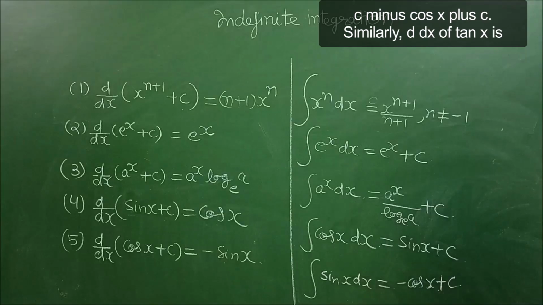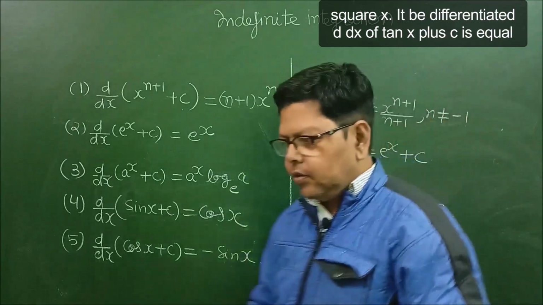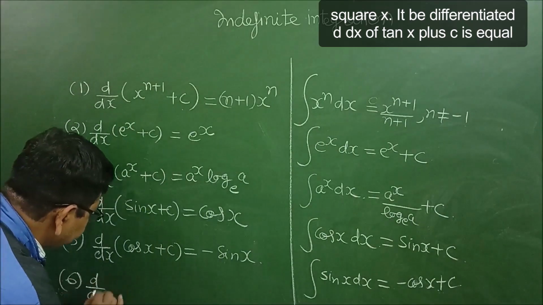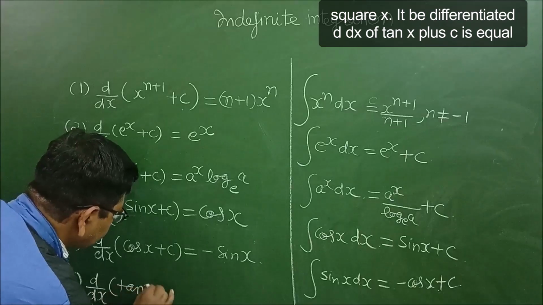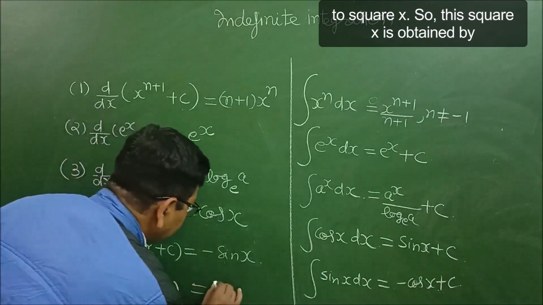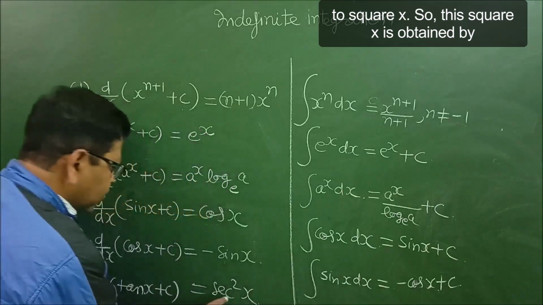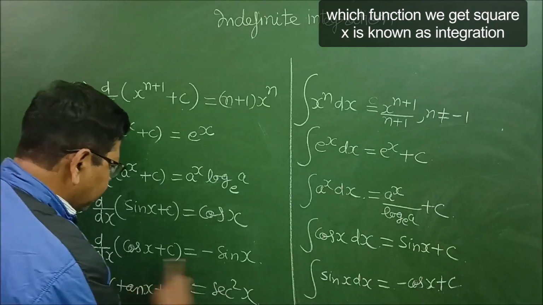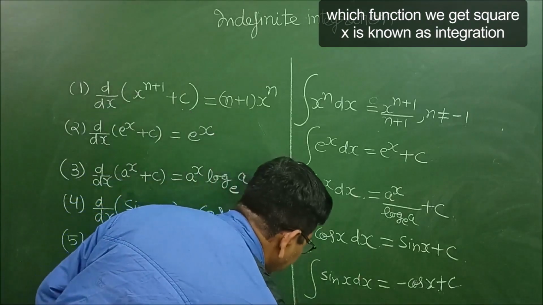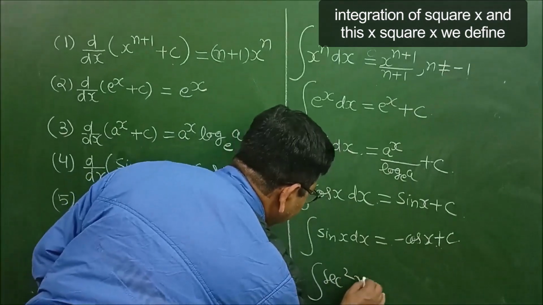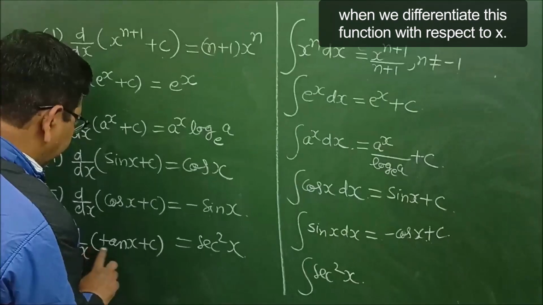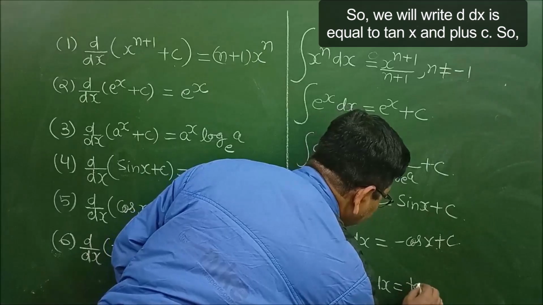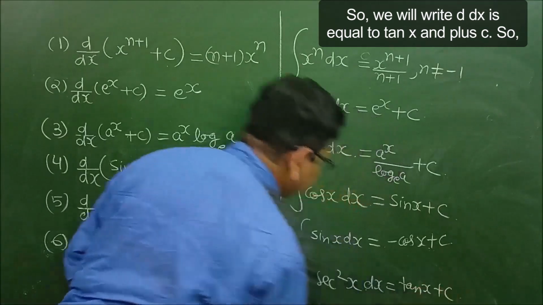Similarly, d dx of tan x plus c is equal to sec square x. So this sec square x is obtained by differentiating this function. So the reverse process, from which function we get sec square x, is known as integration. Integration of sec square x dx is equal to tan x plus c.